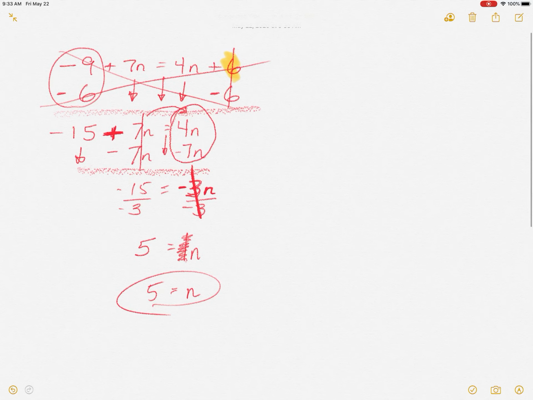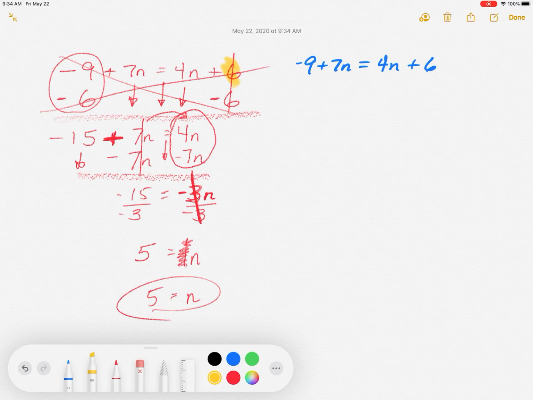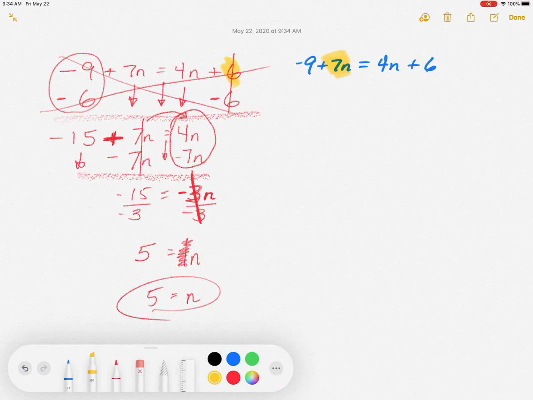I'm going to do the same problem over here, and I'm just going to start it a different way, and we're going to see if we end up with the same answer. So we've got negative 9 plus 7n equals 4n plus 6. So why don't we start by getting rid of this term, or moving it to the other side of the equation, all right?